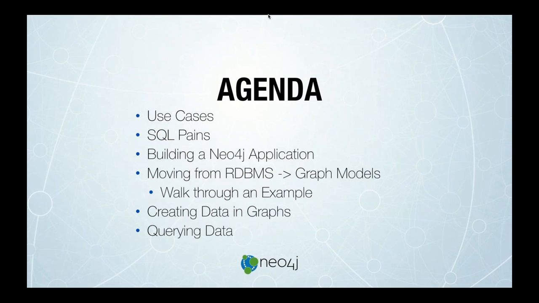So I've talked about the use cases. Now I'm going to go through and talk about pains that developers have with SQL, and then talk about how you develop a Neo4j application and move from your relational to graph models, and walk through an example of that transition. And then talk about how you create data in graphs and query data in graphs, should we have enough time.